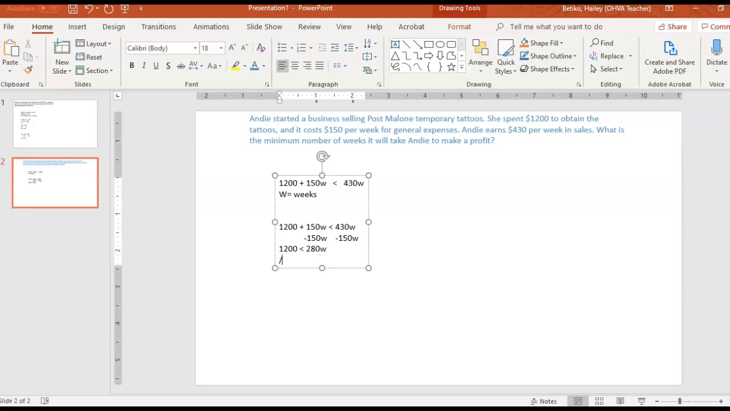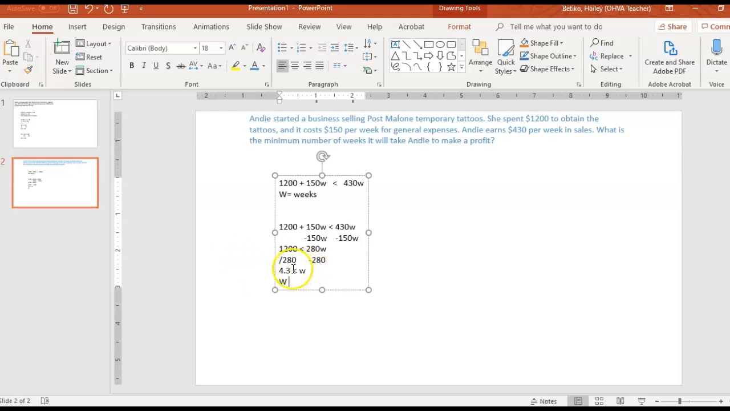So I'm going to divide both sides by that coefficient, which is 280. And let me get my calculator. 1,200 divided by 280 is 4.3 less than weeks. Now, that looks kind of weird to me, right? 4.3 is less than weeks. So I need to have my W on the left side so I know what it's saying.